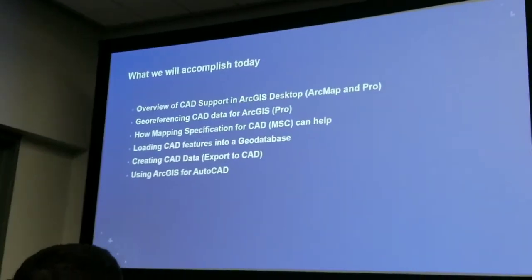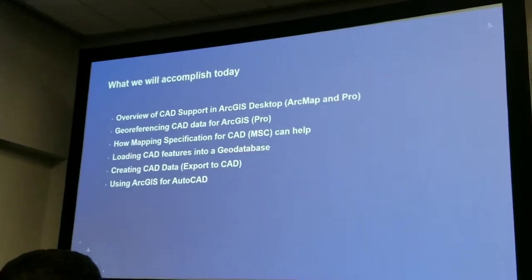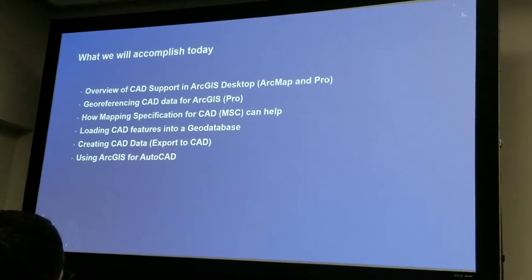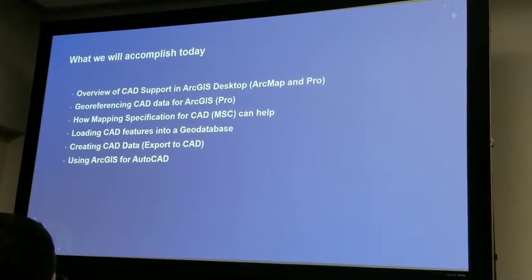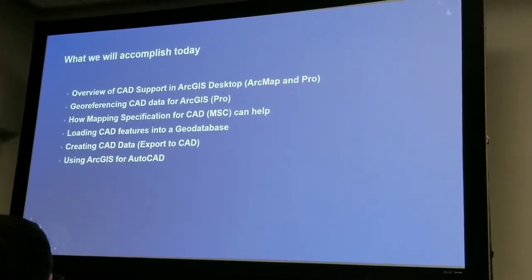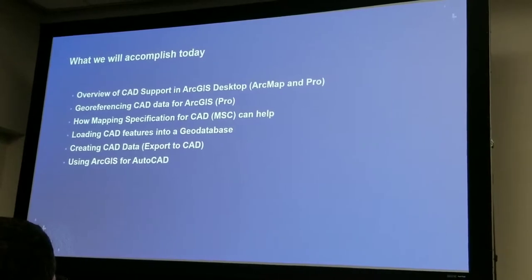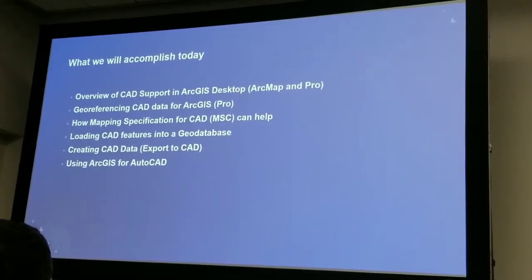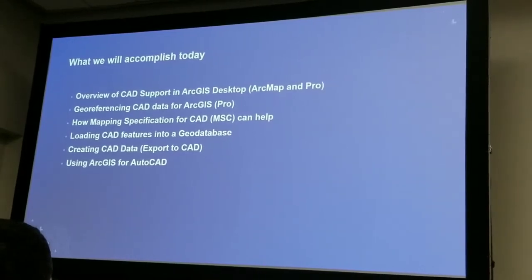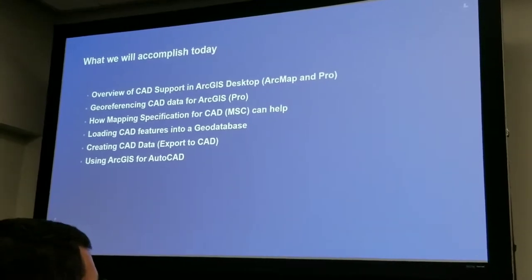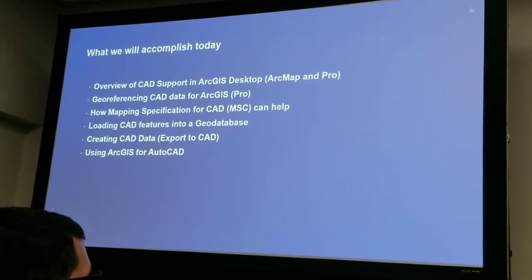So let's get going. What do we want to accomplish today? First of all, I want to give you an overview of CAD support in ArcGIS Desktop. What is Desktop? That's ArcMap, ArcCatalog, ArcPro, all those things. Then I want to talk about georeferencing CAD data for ArcGIS. In the hour that we have, I can't show you everything, so I'm going to focus on Pro for that example, but there are lots of videos and help systems out there. And even come to the island if you want to figure out how to do it in ArcMap. But that's there for you as well.